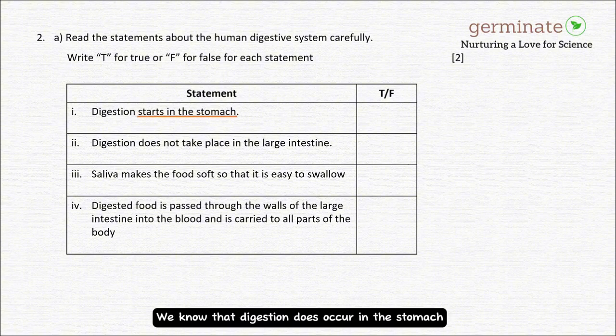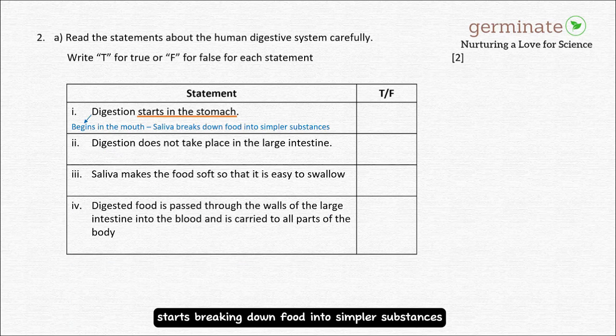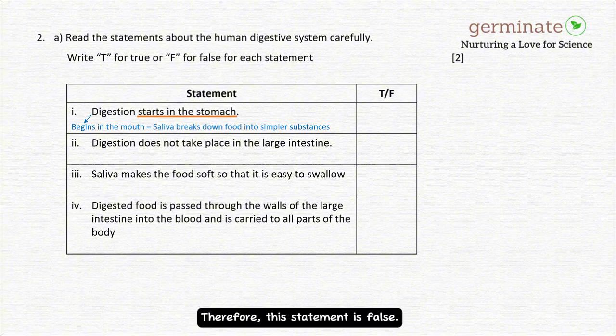We know that digestion does occur in the stomach, but does it really start there? No, it doesn't. So where does digestion begin? In the mouth. The saliva in our mouth starts breaking down food into simpler substances because it contains digestive juices. Therefore, this statement is false.